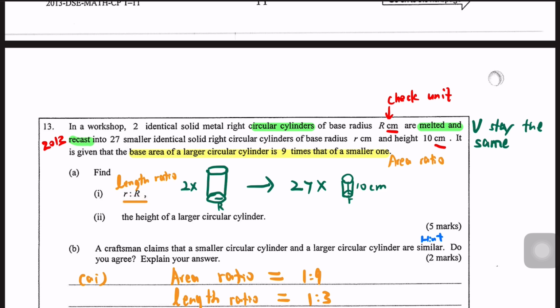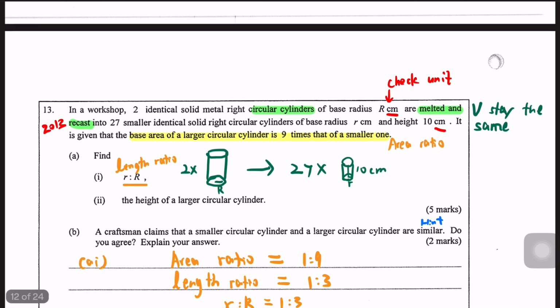So radius basically is length. Use the area ratio to find the length, very easy. So we have the area ratio, we find the length ratio, so it's 1 to 3. Very easy, two marks here. And then find the height of the larger cylinder.